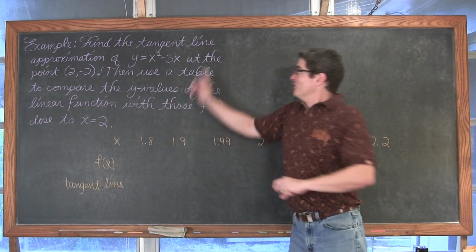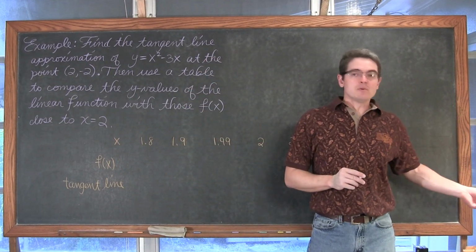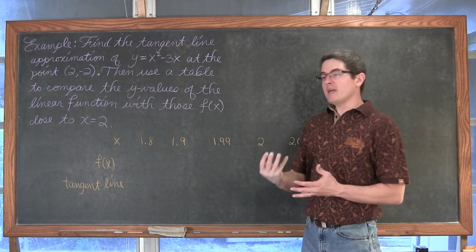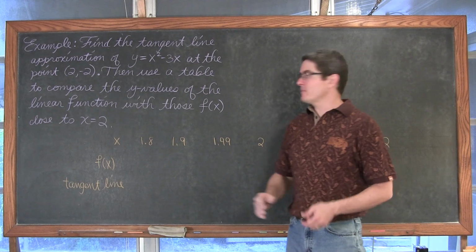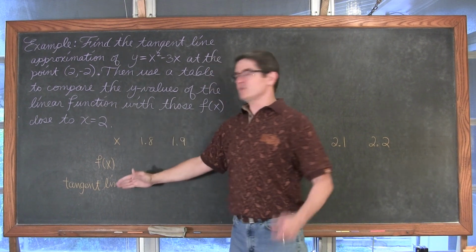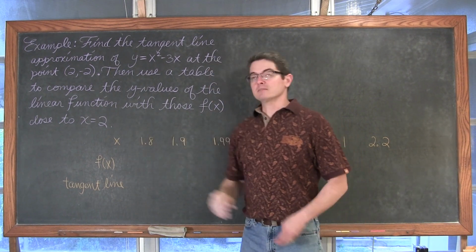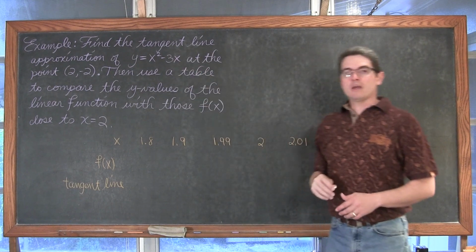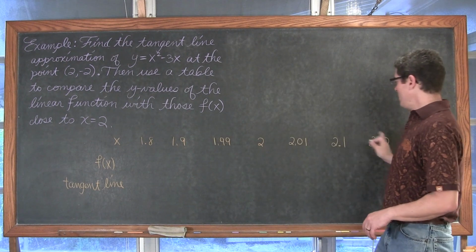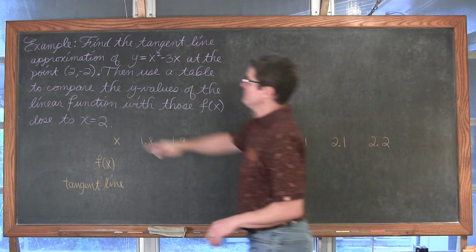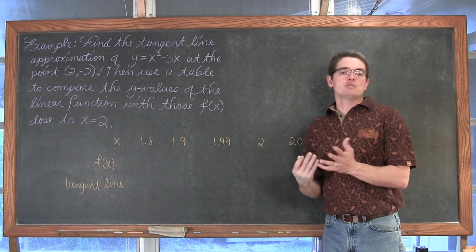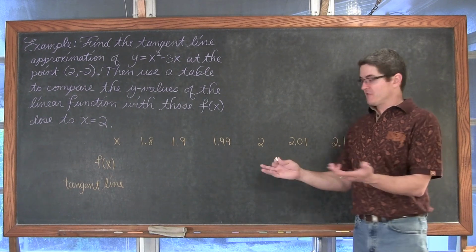First example. Find the tangent line approximation of y equals x squared minus 3x at the point (2, -2). Then use a table to compare the y values that you get from the linear function, your tangent line, with the actual function, y equals x squared minus 3x. Now all these values are pretty close to 2, which is basically our point of tangency. So our values from our tangent line and the values from our function should be pretty close together. But we need a tangent line to finish the problem.